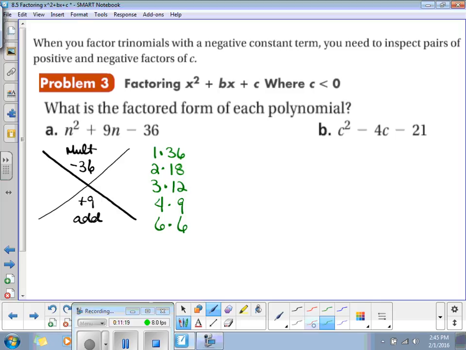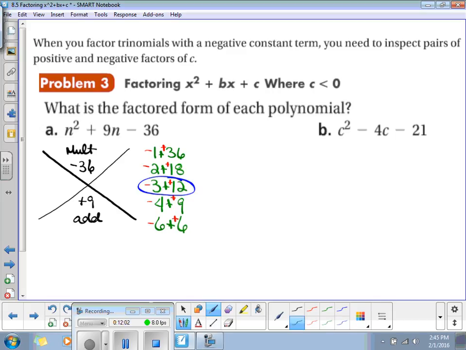So, when we change this to addition, the bigger number has to be positive, and the smaller number has to be negative. Okay? So, looking at this, which one is going to give us a positive 9? Very good. The negative 3 plus positive 12 is going to give us a positive 9. You got that?